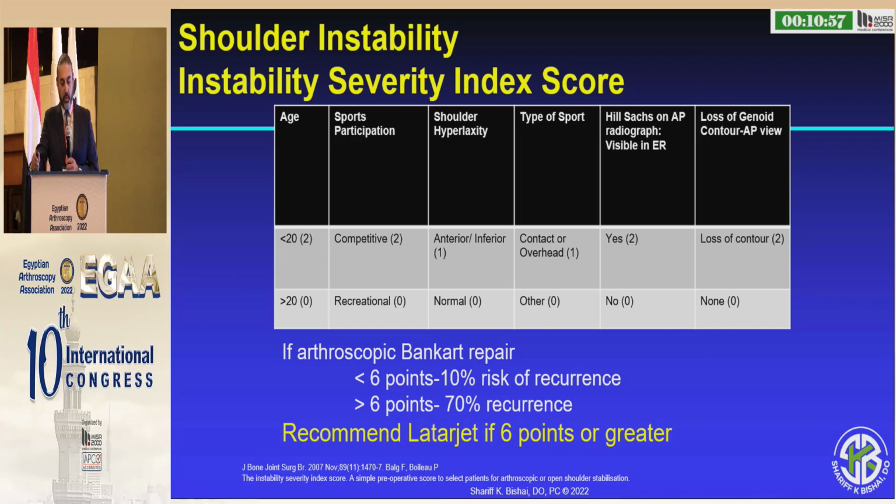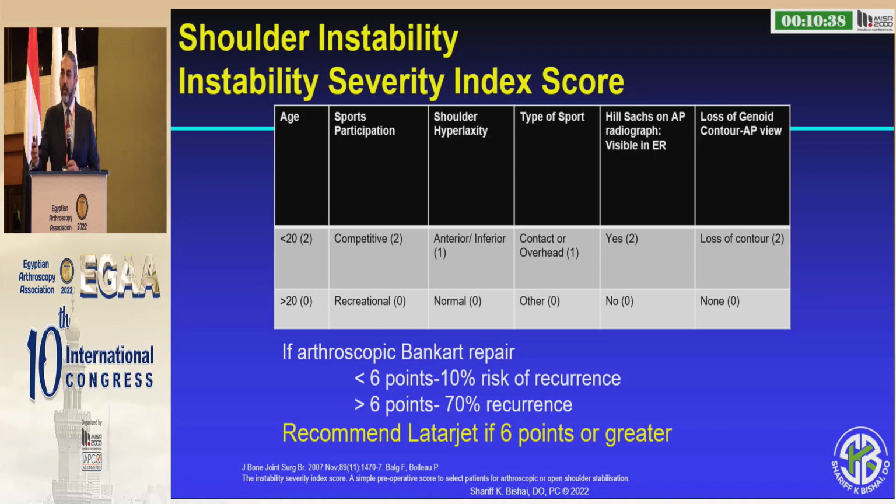And then we all know about the instability severity index score. And in America, we don't believe in this for whatever reason. We're starting to change that. But in Europe and the Middle East and even into Asia, this is a very popular way to find out if the patient needs a Latarjet or some type of bony procedure.